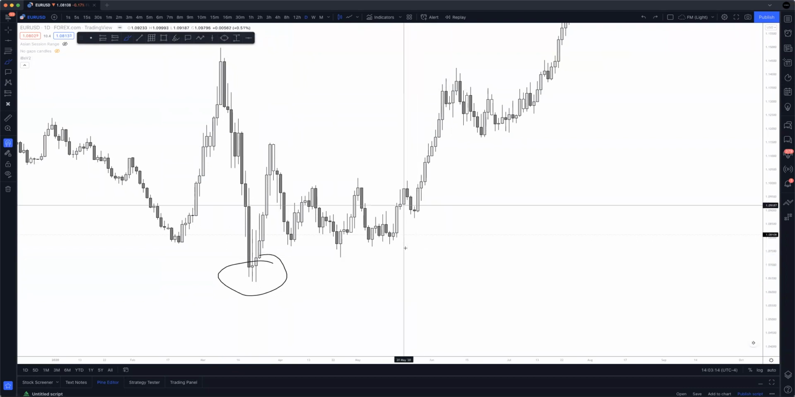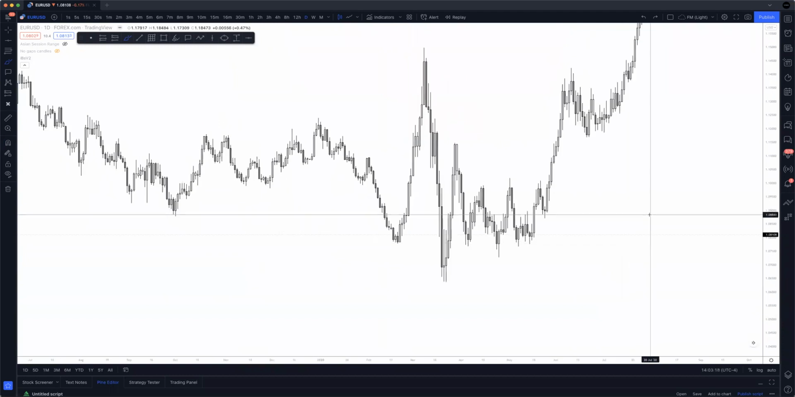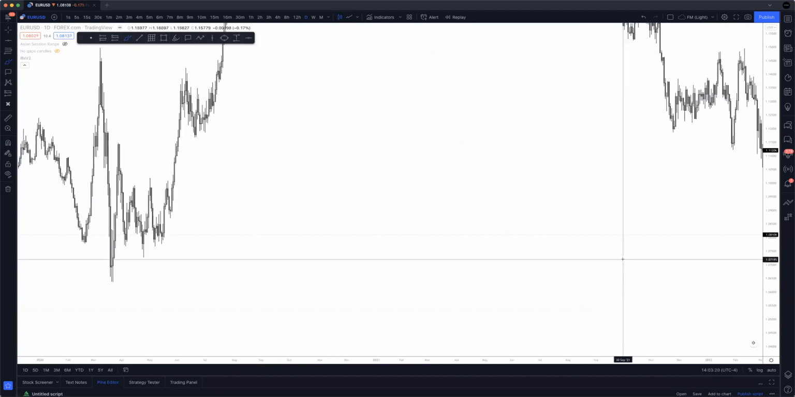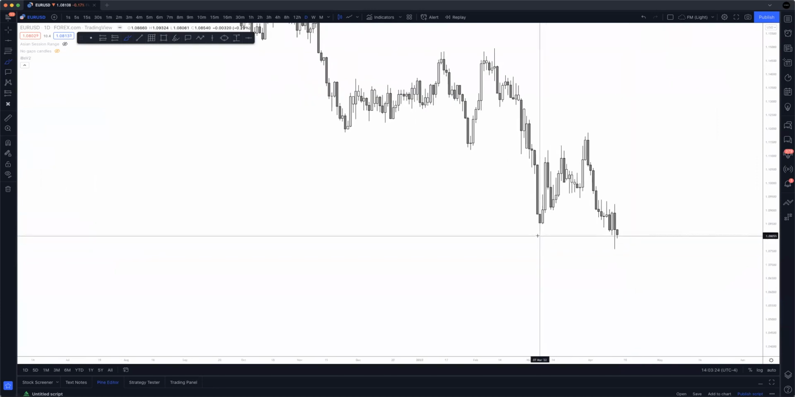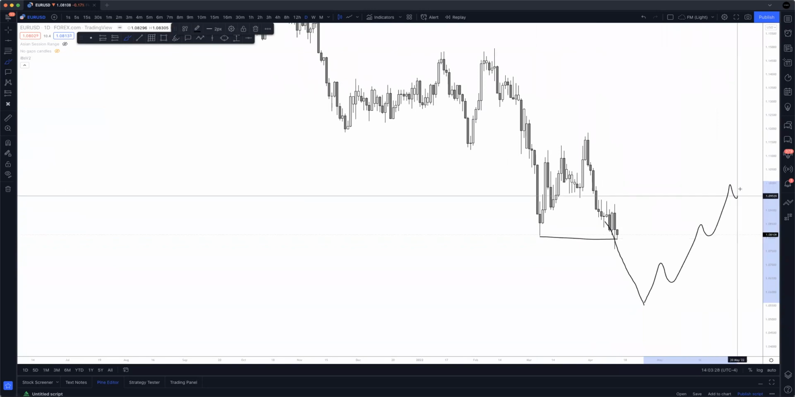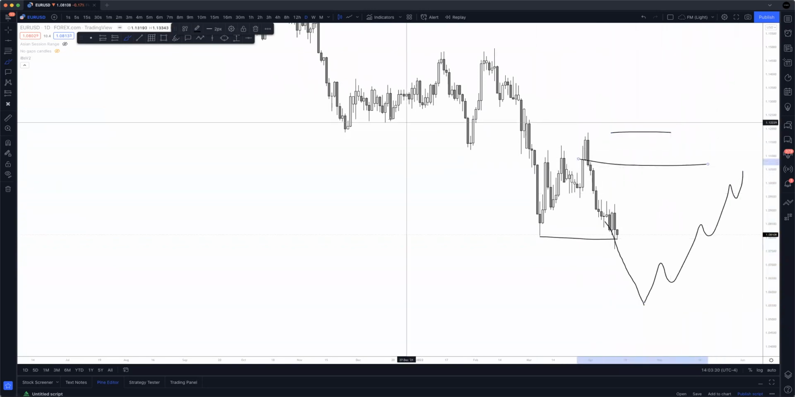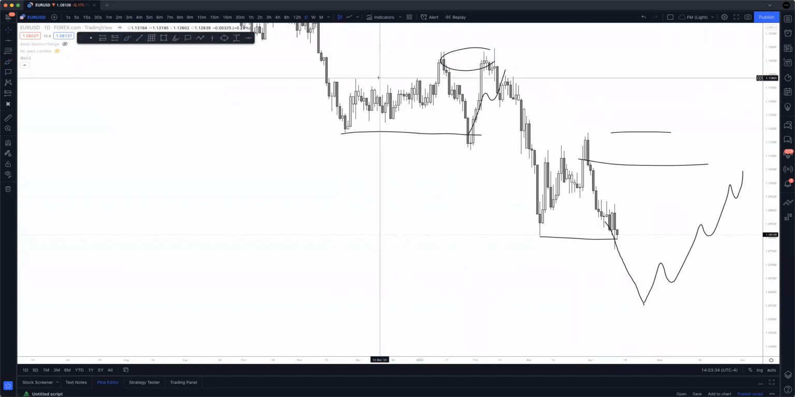How far we're going to pull back, it's impossible to know. The general rule of thumb that I like to use is that if we break daily structure, typically we will pull back to daily structure. Breaking daily structure, pull back into daily structure.